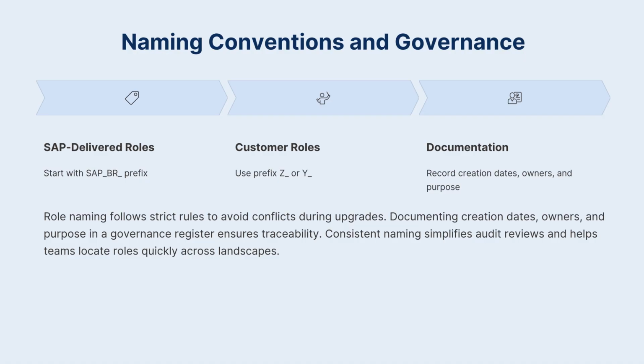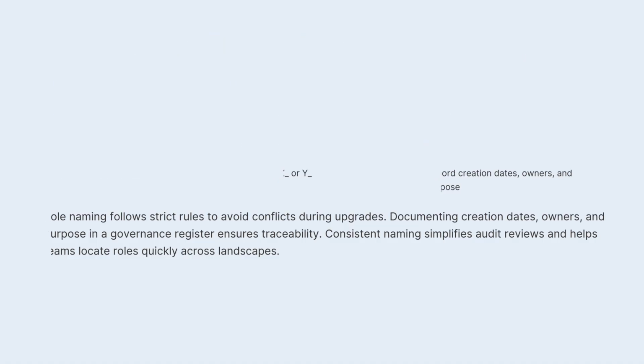Good governance also requires maintaining a role inventory, listing purpose, owner, and assigned catalogs. Such documentation is vital during audits or quarterly release updates, where each role must be reviewed for relevance and compliance.